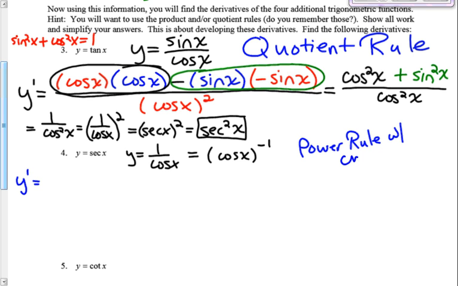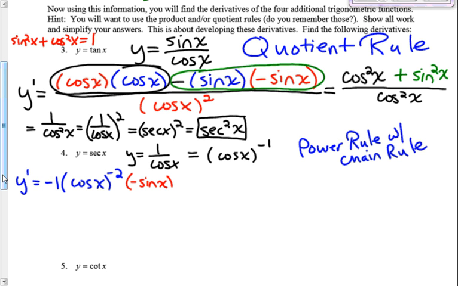Now, you don't need to write this down. I'm just writing it down as a little reminder for us. So bring my exponent down. I have cosine of x is now raised to the exponent it was minus 1, which would be negative 2. Now I need to multiply by the derivative of the inside. The inside is cosine, and the derivative of cosine is negative sine of x.